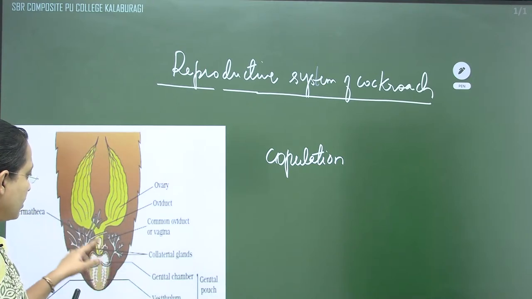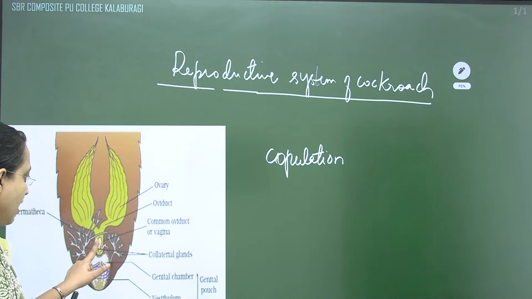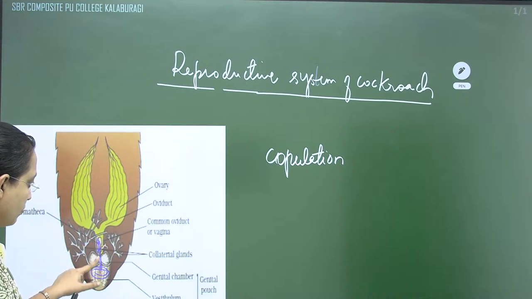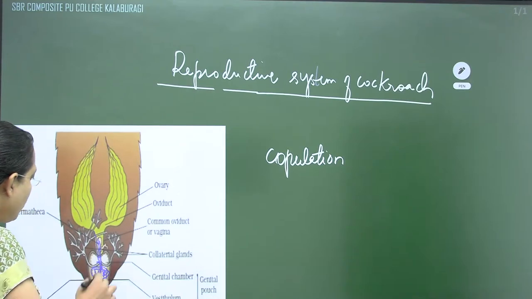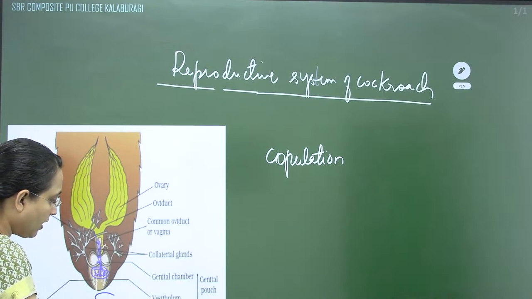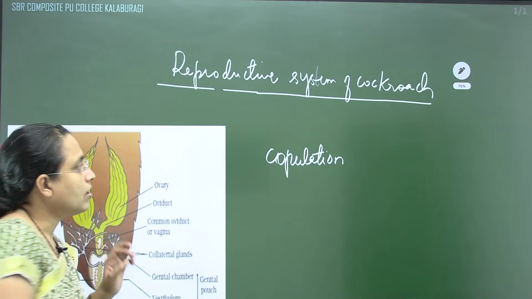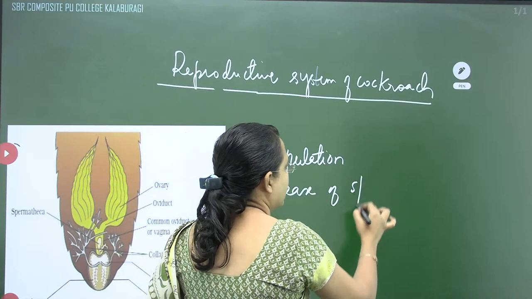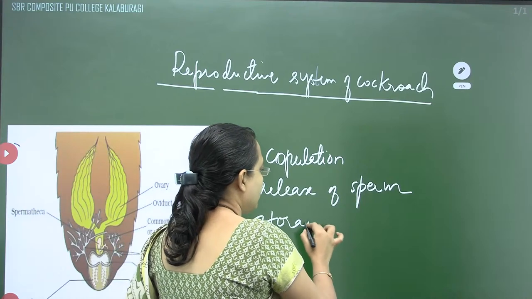When sperms are stored, during that time the ootheca is going to be produced, and the eggs coming in the genital pore and the sperms both get fertilized, and then they will be placed in this ootheca. After this, the egg case is deposited outside. So there will be release of sperms. Understand? Then storage of sperms in the spermatheca.